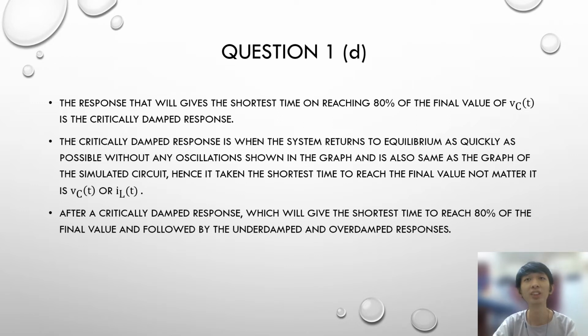For question 1 part D, my answer is that the response that gives the shortest time on reaching 80% of the final value of DC is the critically damped response. The critically damped response is when the system returns to equilibrium as quickly as possible without any oscillation, as shown in the graph, and it is also the same as the graph of the simulated circuit. Hence, it takes the shortest time to reach the final value, whether it is Vc or IL. After the critically damped response, the next shortest is the underdamped, followed by the overdamped response.